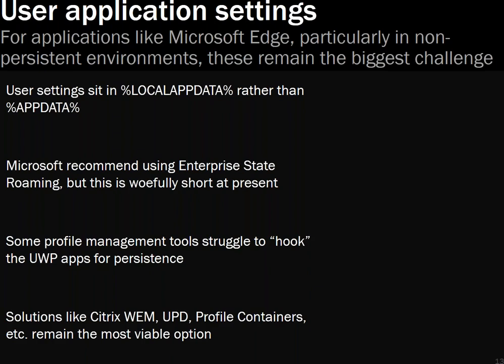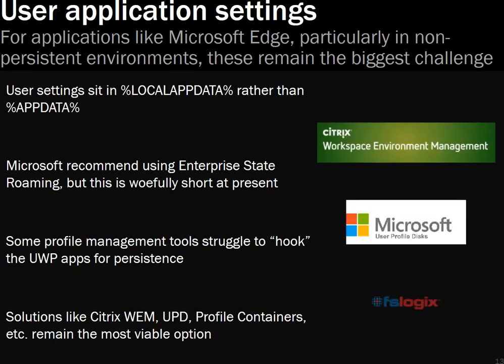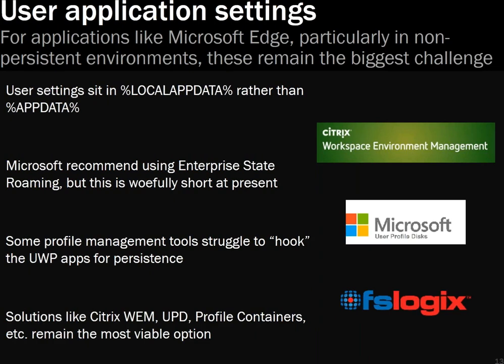The solutions I've had most success with around grabbing application settings from things like Microsoft Edge are Citrix Workspace Environment Management. It takes a bit of configuration on the UPM side, but you can get it to work fairly well. Microsoft User Profile Disks, for VDI only, and FSLogix Profile Containers, which is quite a good one for it because it just grabs everything out of the user profile, same as User Profile Disks does, but it actually works a lot more regularly than User Profile Disks tends to do in my testing.